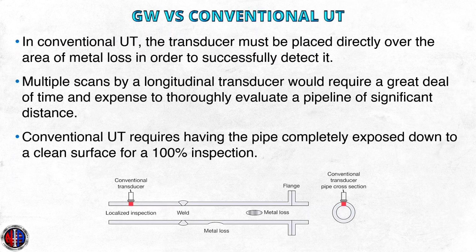Guided wave testing versus conventional ultrasonic testing. In conventional ultrasonic testing, the transducer must be placed directly over the area of metal loss in order to successfully detect it. Multiple scans by a longitudinal transducer would require a great deal of time and expense to thoroughly evaluate a pipeline of significant distance. Not to mention, it requires having the pipe completely exposed down to a clean surface for 100% of the inspection.